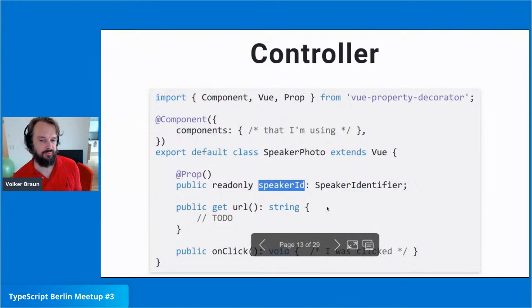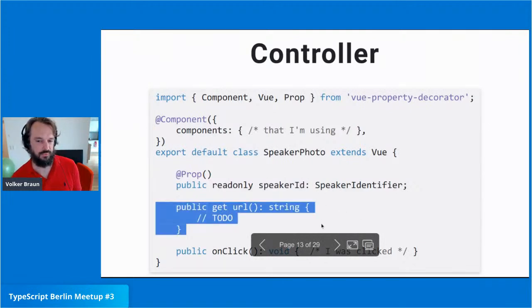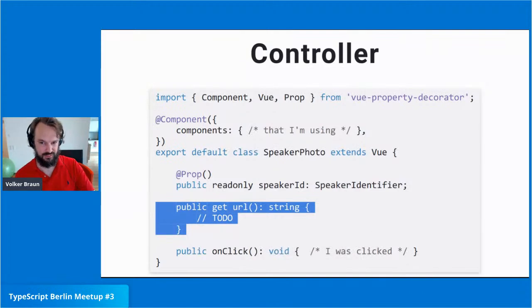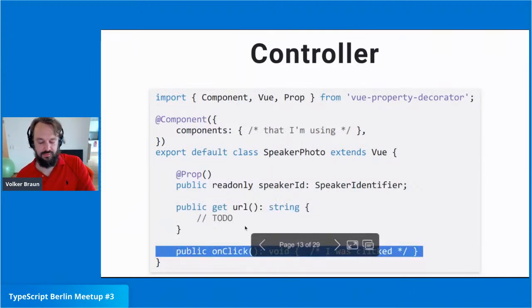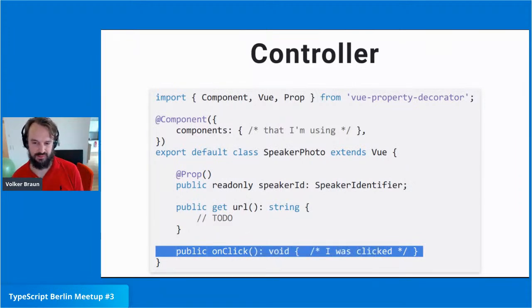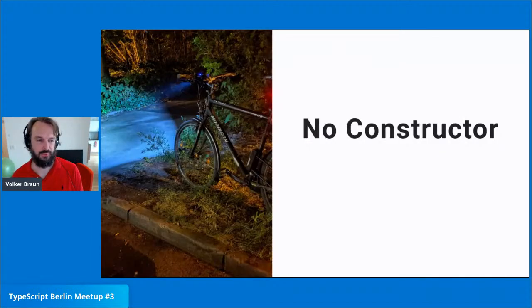And then I can define whatever. So here in the previous slide, I used a binding for URL. This is how I would define the URL for my image. And if there's a binding to the click, then this is just a normal method that would be called. Pretty simple. There's no constructor, or the recommendation is not to use a constructor.